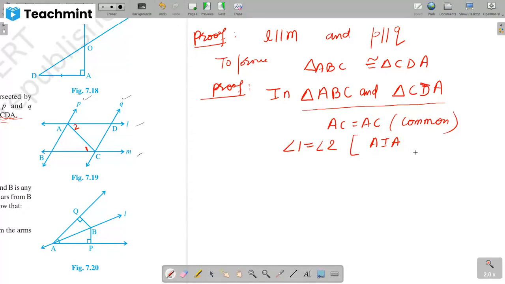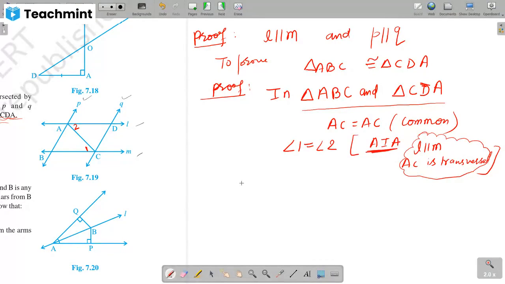Because here we have two pairs of parallel lines. L is parallel to M and this AC is transversal. No need to write this. You can only write alternate interior angles. This I have written just to explain to you, so that you can visualize which two lines are parallel and which one is transversal. Anything else is given?